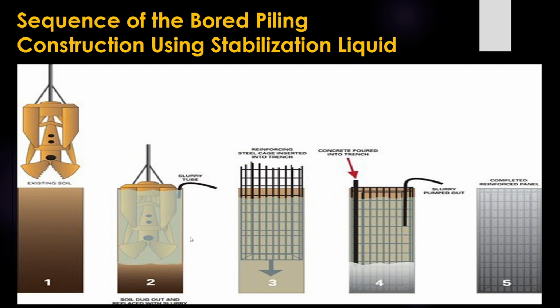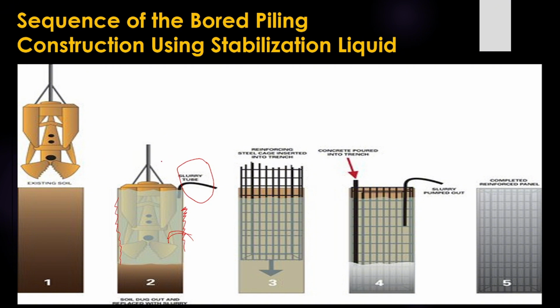Having said this, the sequence of bore piling construction using the stabilization liquid looks like this. As you can see here, we have 5 configured steps, simple steps. The first step is that the existing soil is excavated using a drilling rig. In the next step, a slurry tube, as you can see, is inserted into the borehole to maintain stability, so that the side wall of the soil cannot collapse or cave in, which could create an integrity problem on the pile.